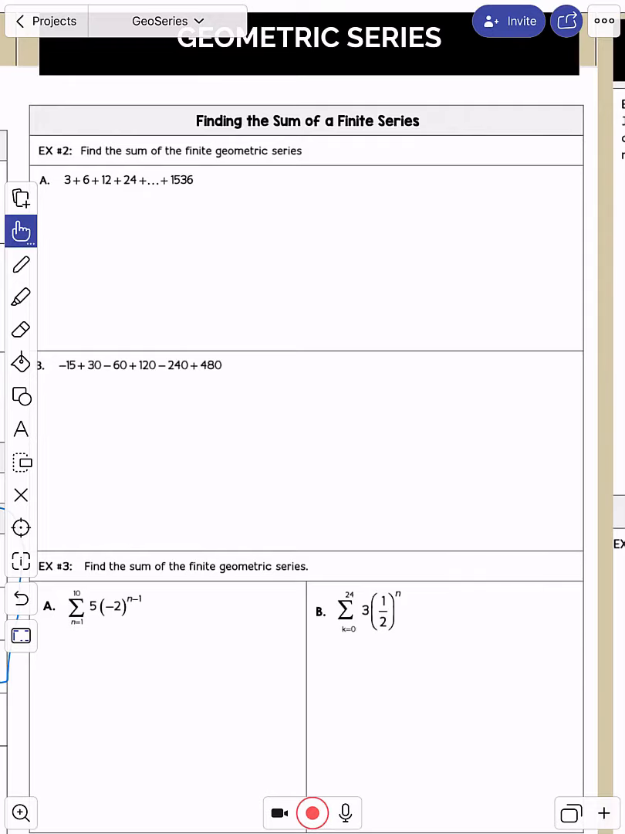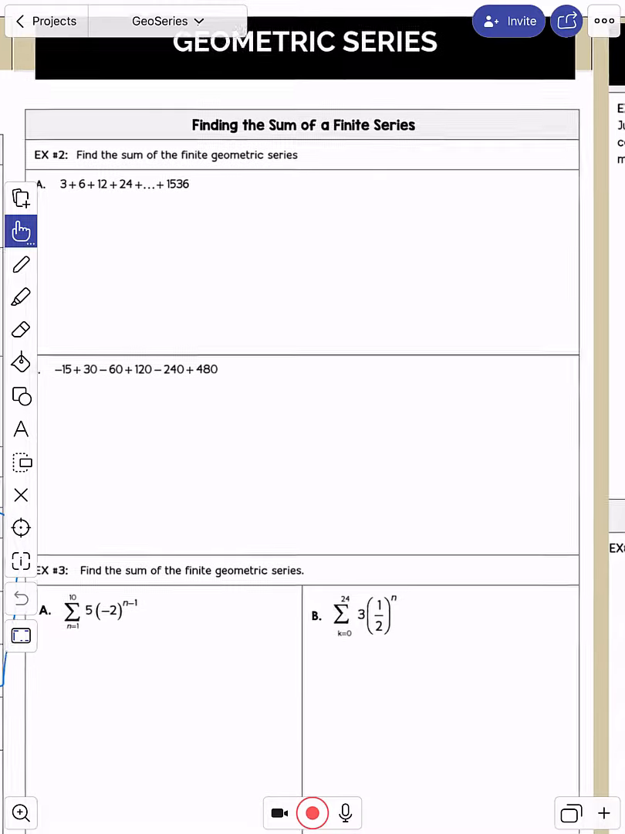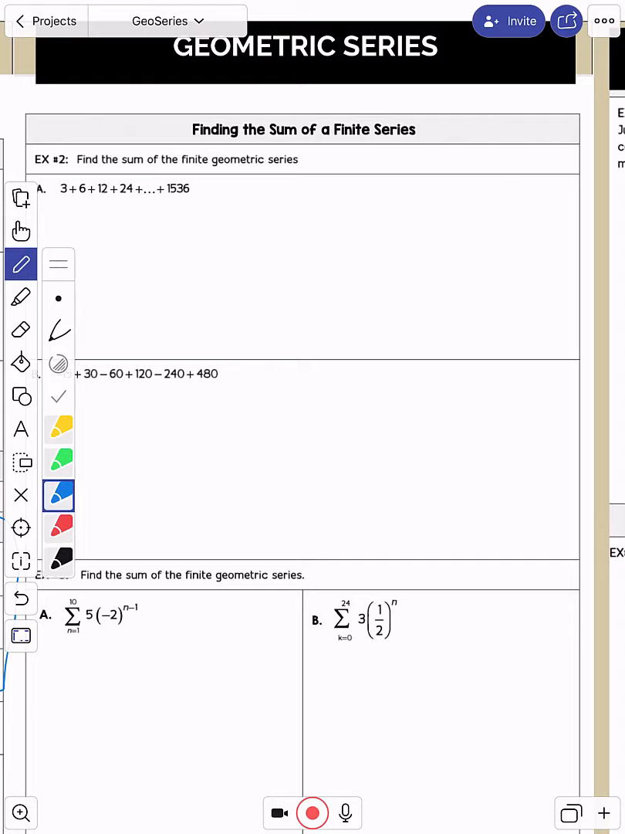So let's see if we can find the sum of this finite geometric series. Okay, there's a lot to think about here, right? So let's figure out what we know first. Things with a geometric series that we can always figure out. So A1 and R we know are important. So our first term, A1, is 3.